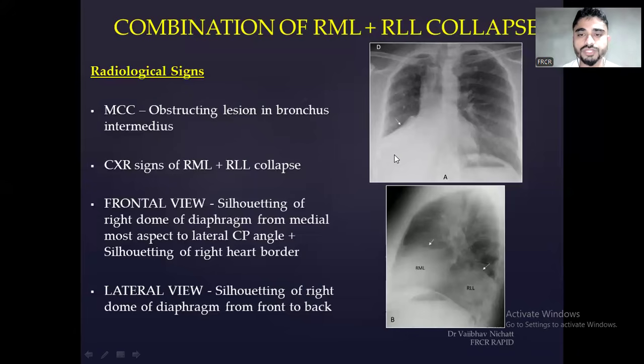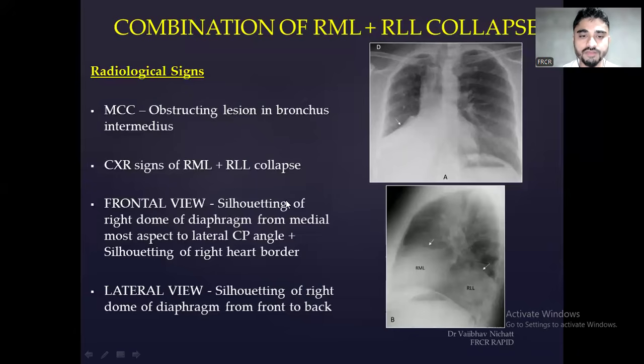So the combination of two collapses you need to identify in the examination, and this will be asked in the examination. You will get a similar radiograph where you have right middle lobe and right lower lobe collapse. You need to mention in the report that this could be due to an obstructing lesion in the bronchus intermedius. The chest X-ray signs will show right middle lobe and right lower lobe collapse, like we have discussed before.